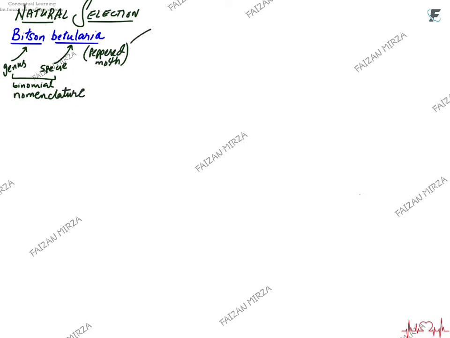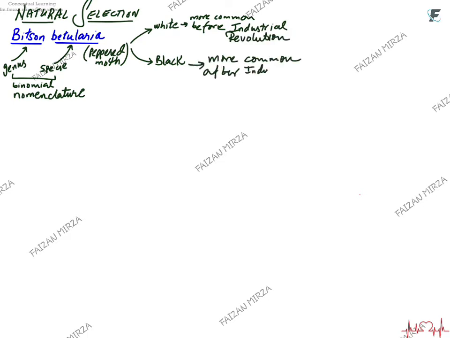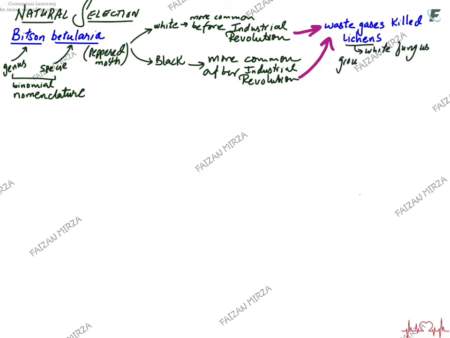For example, the peppered moth exists in two forms, two phenotypes: white peppered moth as well as black peppered moth. White was more common before the Industrial Revolution, and the black one became more common after the Industrial Revolution in various parts of the world. Why was that so? That was because of the waste gases that killed the lichens which were growing on the tree barks. What are lichens? Lichens, either way you can pronounce it, are a kind of white fungus which grows on trees.